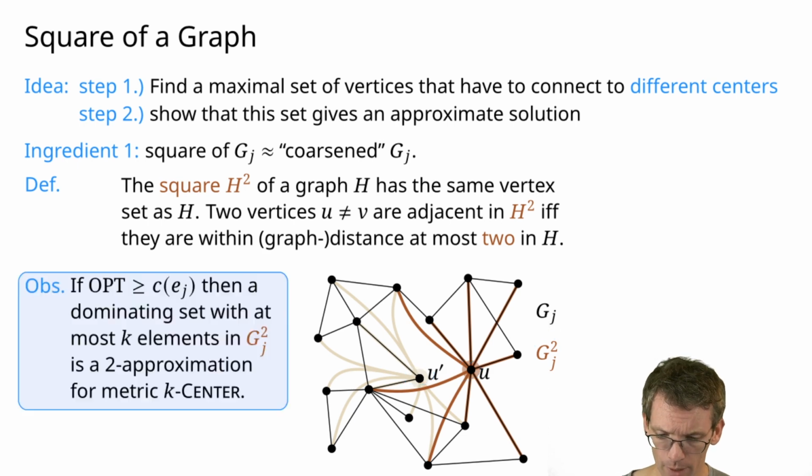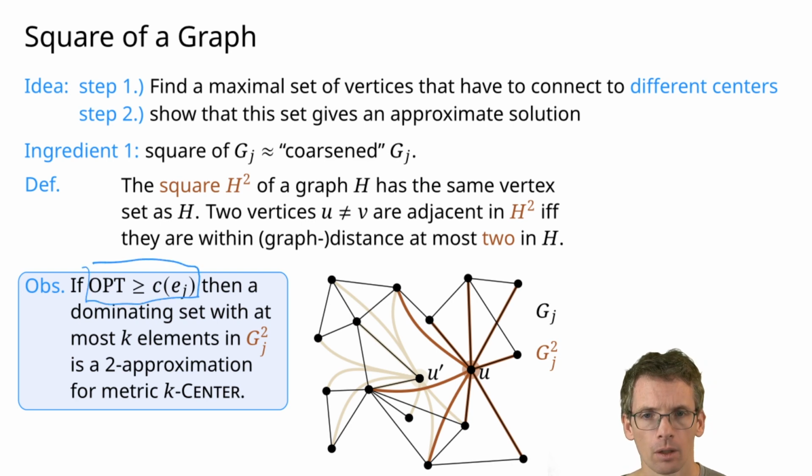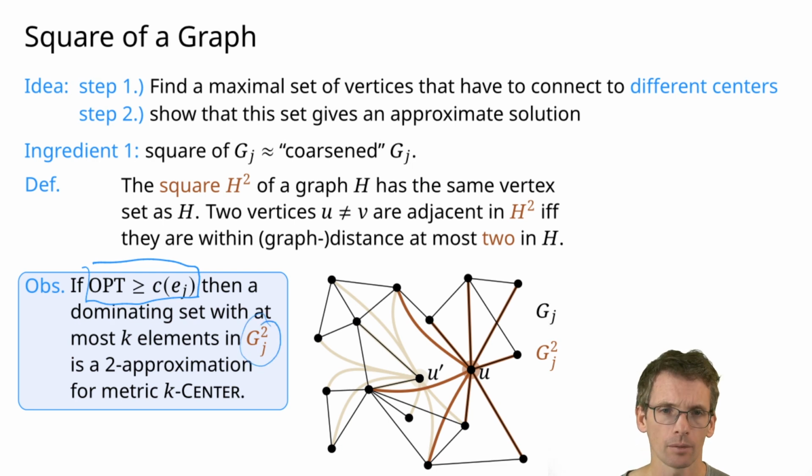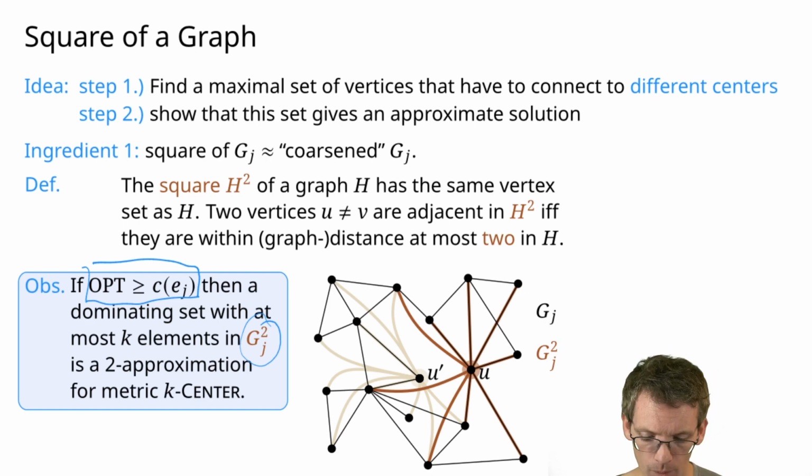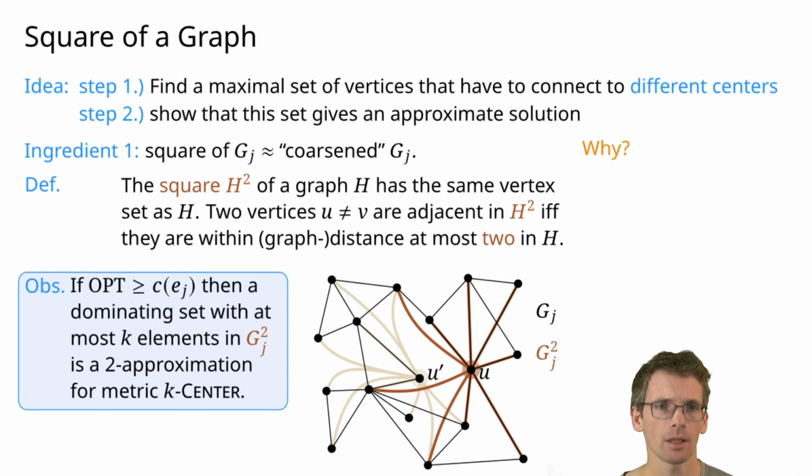And why is that interesting? So here's an observation that will help us to design our approximation algorithm. Let's assume we already know that the optimum is at least Cej. Then if I have a dominating set of at most k vertices in Gj squared, or here for instance, let's say k is 2, then I have such a set, then this is a true approximation for the metric k-center. So why is that the case?